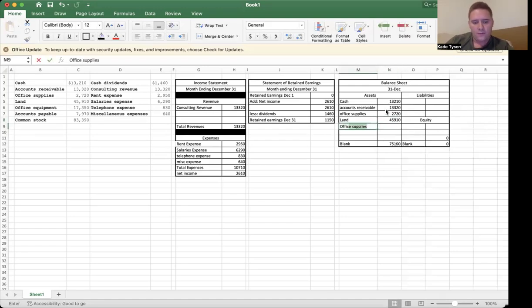We have office equipment that we own, maybe a copy machine. That's $17,350. And those are our assets. Looking at the rest of this, all of it's going to be a cost, all of it's going to be a liability for us in some way. So we'll look at all that in just a minute.